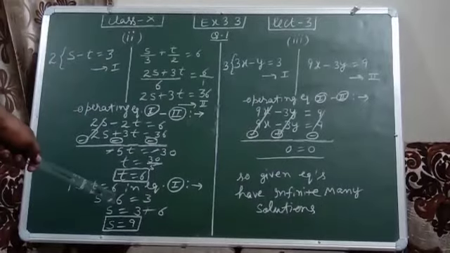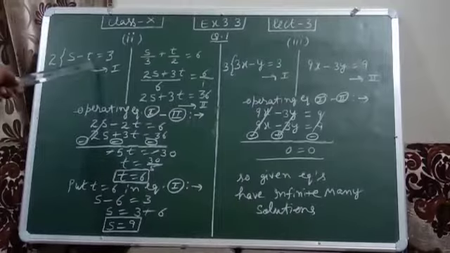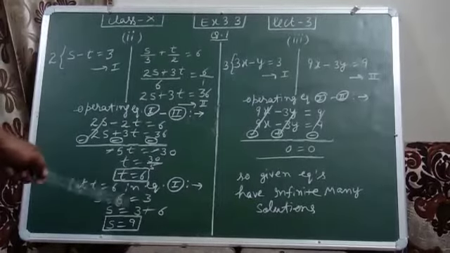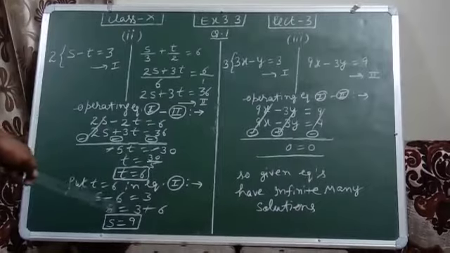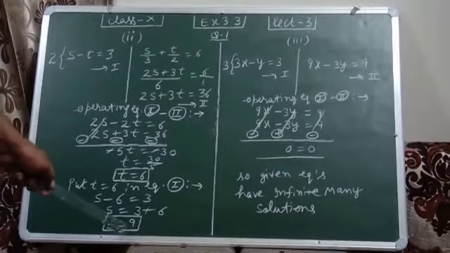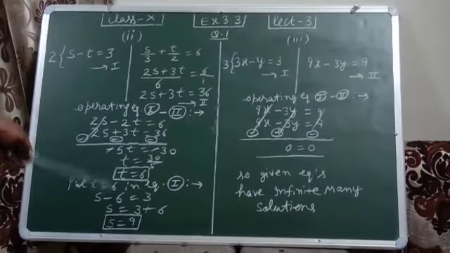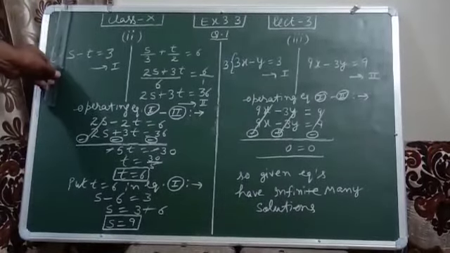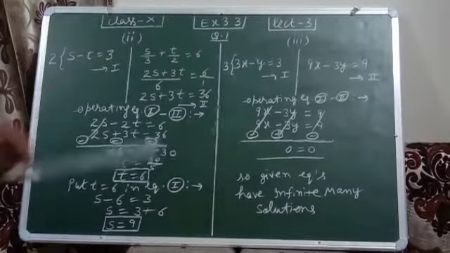Now we will put this value of t in equation number first. So S as it is, in place of t we will write the value 6, this minus sign as it is, equal to 3, this minus 6 will become plus. So the second answer is 9. When we put this value in equation first, we will not look at the fraction form, we will put the value in the original equation.